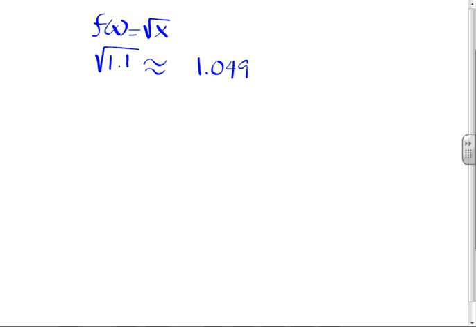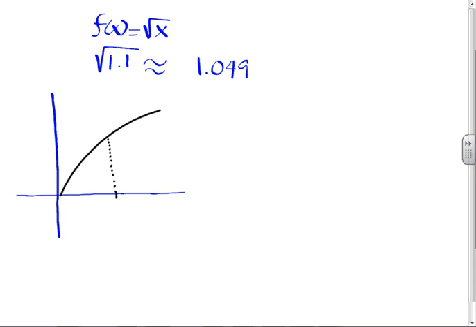Okay, that looks good. So let's go ahead and draw the picture again, because that's the way I do the problem. You don't have to draw the picture, but I think it's easier. And I want to find, if this is 1, I'm definitely not drawing this to scale, and this is 1.1. I want to find an approximation to that y value.